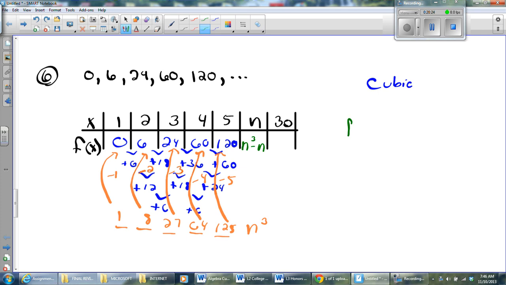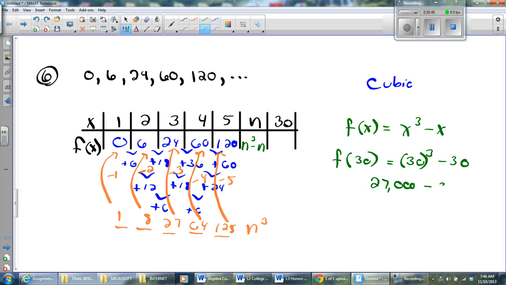So my function, my equation of my function will be this. And then when I do f of 30, I do 30 cubed, and I take away 30. And I think this was 27,000 from the last problem, right? Minus 30 should be 26,970, right?